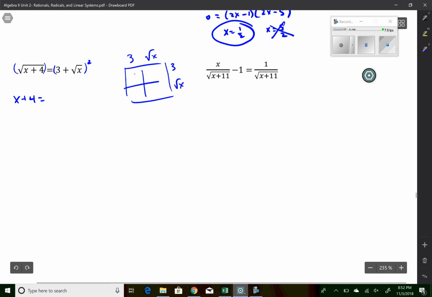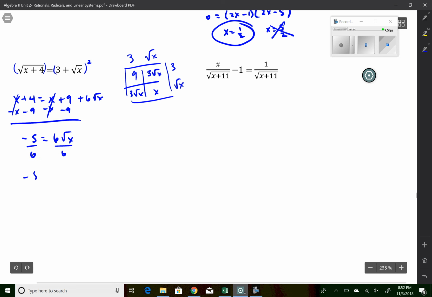So 3 times 3 is 9, 3 square roots of x, and square root of x times square root of x is just x. Just like we did in class, I'm going to put everything that's not a radical first, so x plus 9 plus 6 square roots of x. Move the x and move the 9 to the other side. X's should cancel, that's nice. Negative 5 is equal to 6 square root of x. Divide by 6. Negative 5 over 6 equals the square root of x.